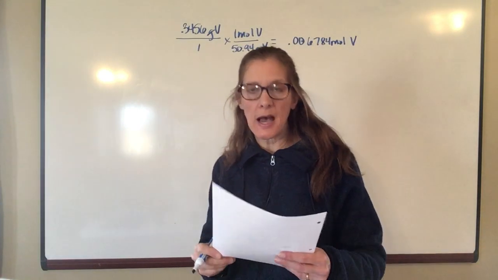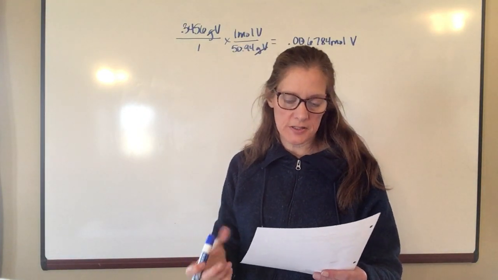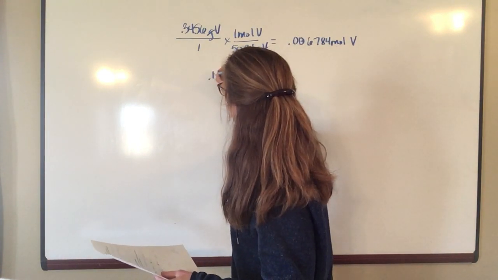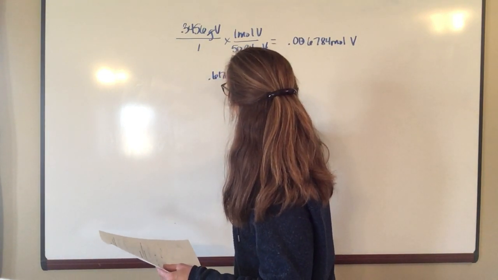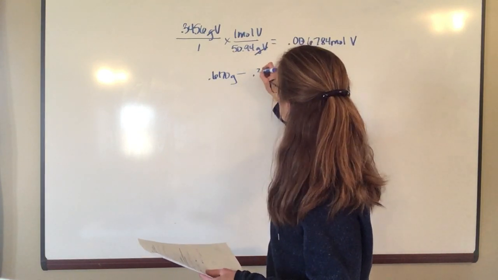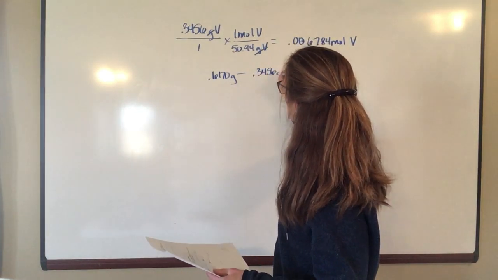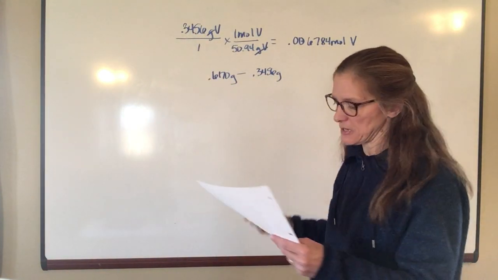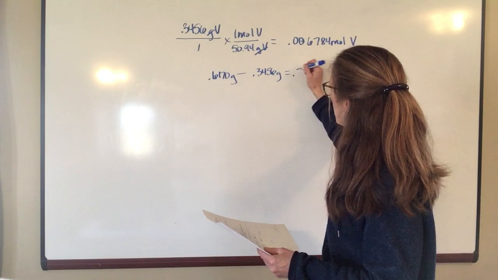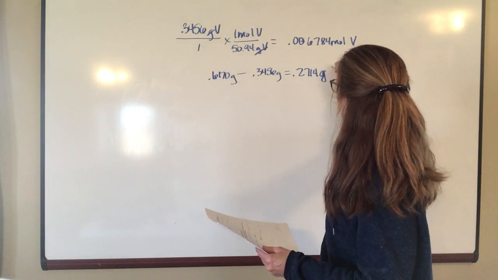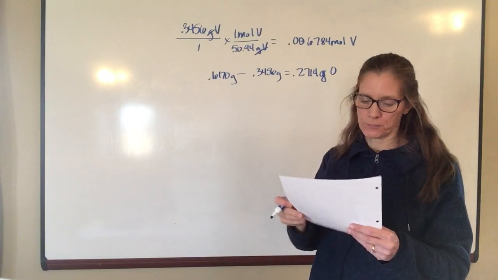Because it's an oxide and I know that there weren't any other products made, I know that if my final product was 0.6170 grams of product, and I know that 0.3456 grams of that was the vanadium, the remainder of it had to be oxygen. So that gives me 0.2714 grams of oxygen, okay?